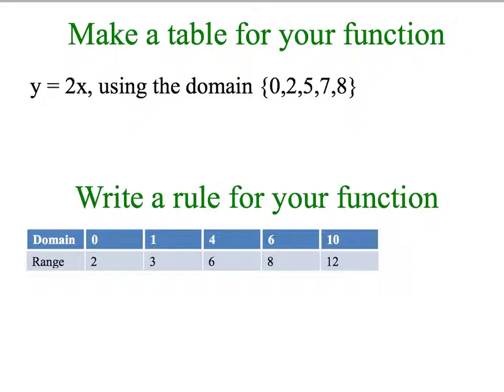You'll also be told to make a table for your function. So I'm going to change this and make it y equals 2x plus 1, since we already did y equals 2x. So go ahead and make a table for y equals 2x plus 1 using the domain 0, 2, 5, 7, and 8. So y equals 2x plus 1.